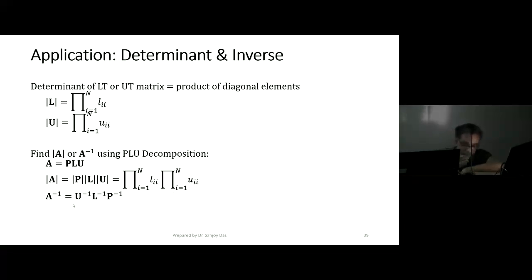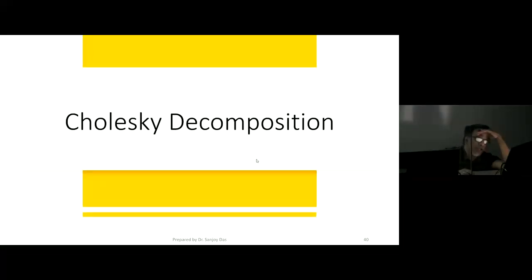A inverse is, like I said, U inverse, L inverse, P inverse. Any questions with this part? It should be fairly easy. Cholesky decomposition.